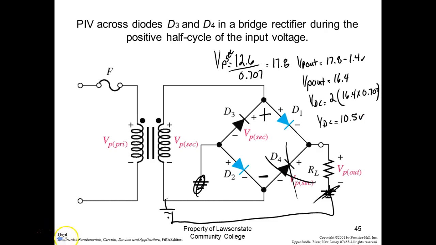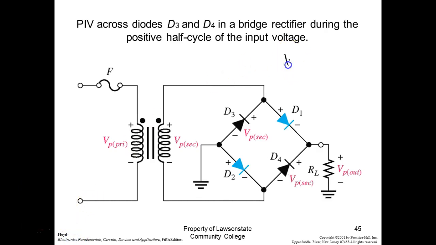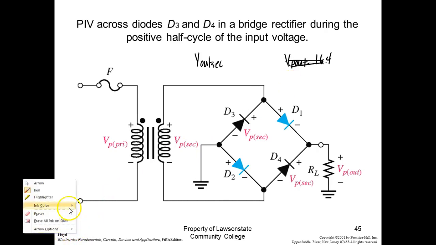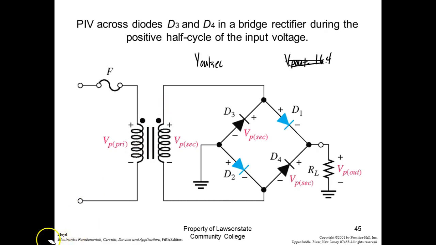Okay, I'm sorry. I was just thinking, make sure y'all pay attention. So V peak out would be equal to what? 16.4, right? Oh, this is not V peak out. This is V out secondary. I'm sorry. Let me undo. Okay, so let's go back and do it, and maybe I can do it right this time.